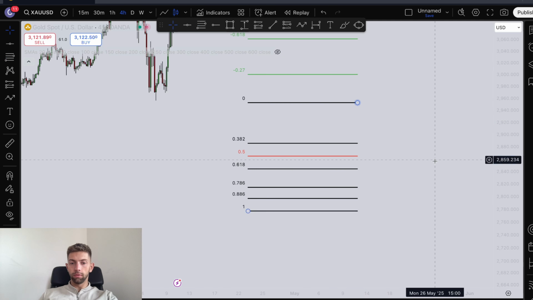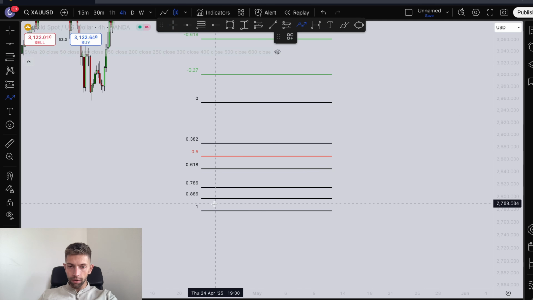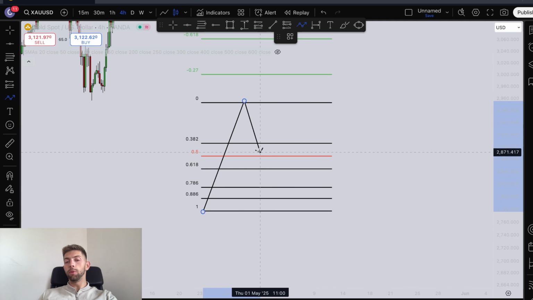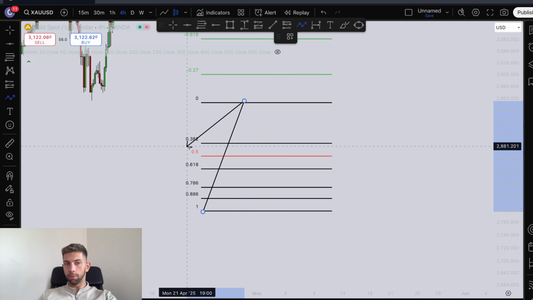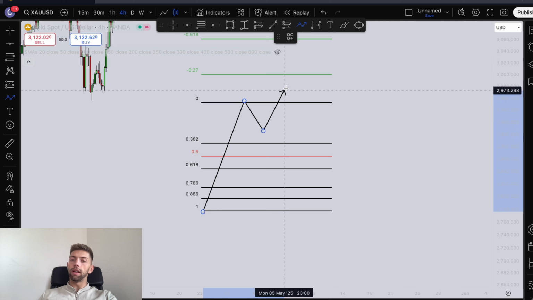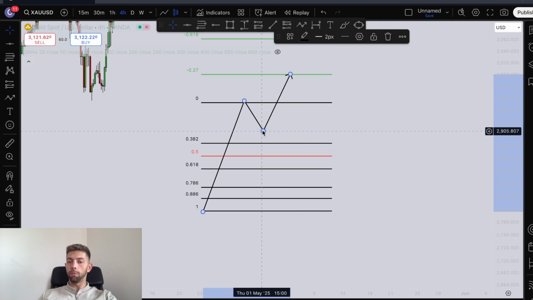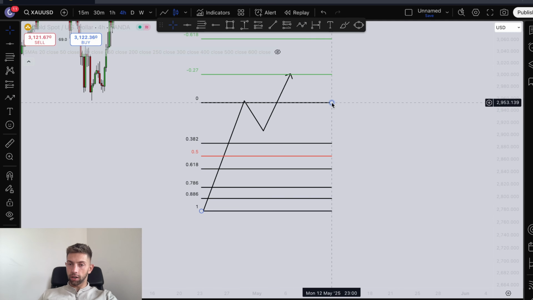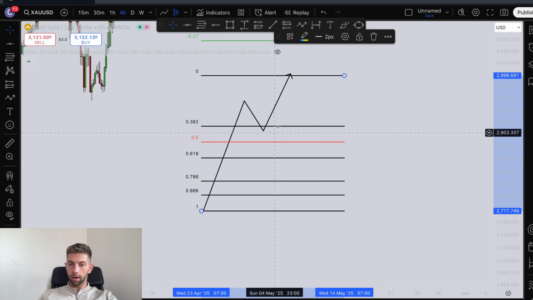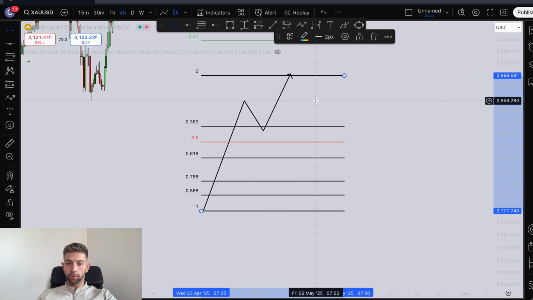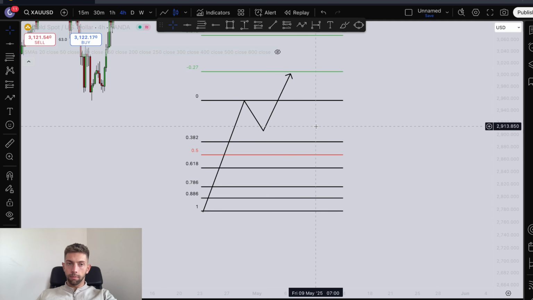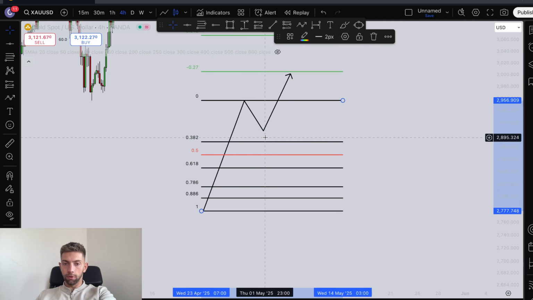So if I use the Fibonacci tool, I know that this is a push and this is a pullback. The pullback needs to be at least 38.2%. If it's less, it's not valid as a higher low point and the structure continues like this. It's still one push. This is not counted as a pullback, okay? So this is only one push. So as I said, price needs to pull back at least 38.2%.